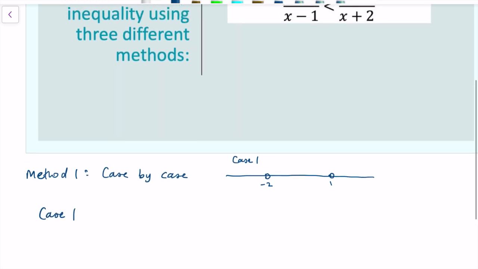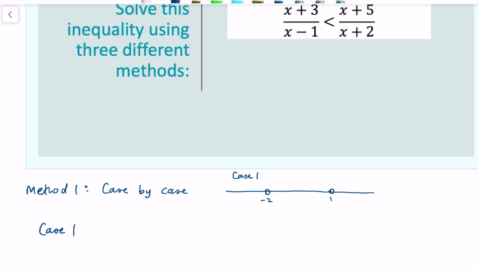If you can hear any background noise in this video, it's students running past on the farm doing the cross country. Case 1, x is less than minus 2.